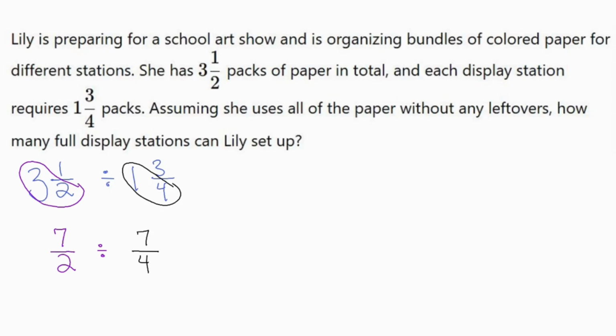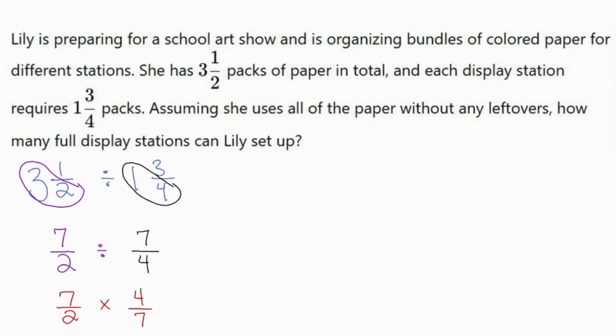And when you do that, you're going to use the rule keep, change, flip. That means keep the first fraction exactly the way it is. Change divided by into multiply, and flip 7/4 into 4/7. Now we are multiplying two fractions together.